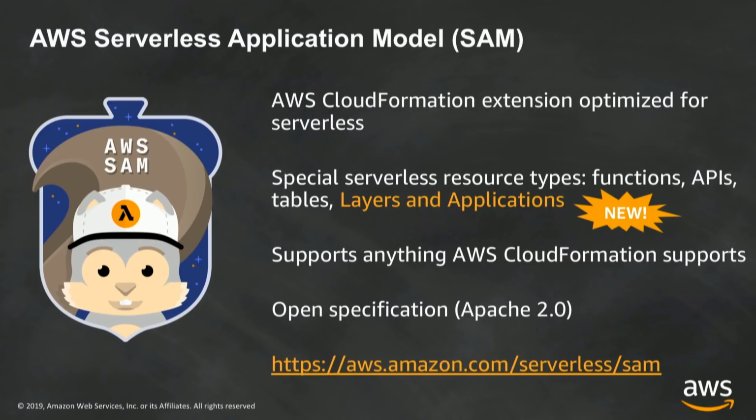Now, SAM is an open source tool. So not only is the specification open source, but we'll talk about something later called the translator, which is also open sourced. And you can find out about SAM by going to aws.amazon.com/serverless. And almost everything we're going to cover here today gets mentioned there.